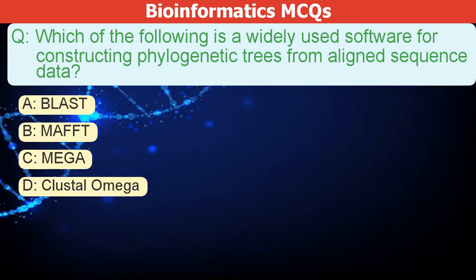Which of the following is a widely used software for constructing phylogenetic trees from aligned sequence data? A. BLAST. B. MAFFT. C. MEGA. D. Clustal Omega.